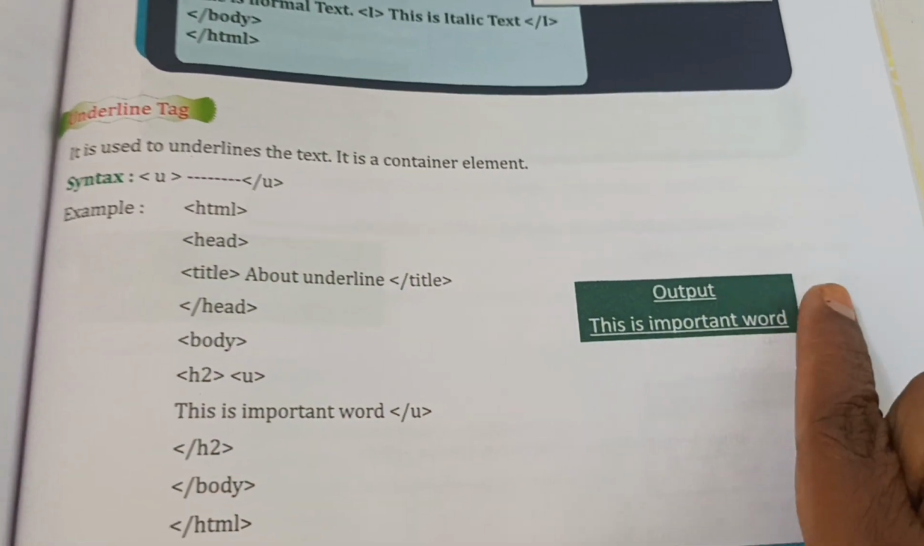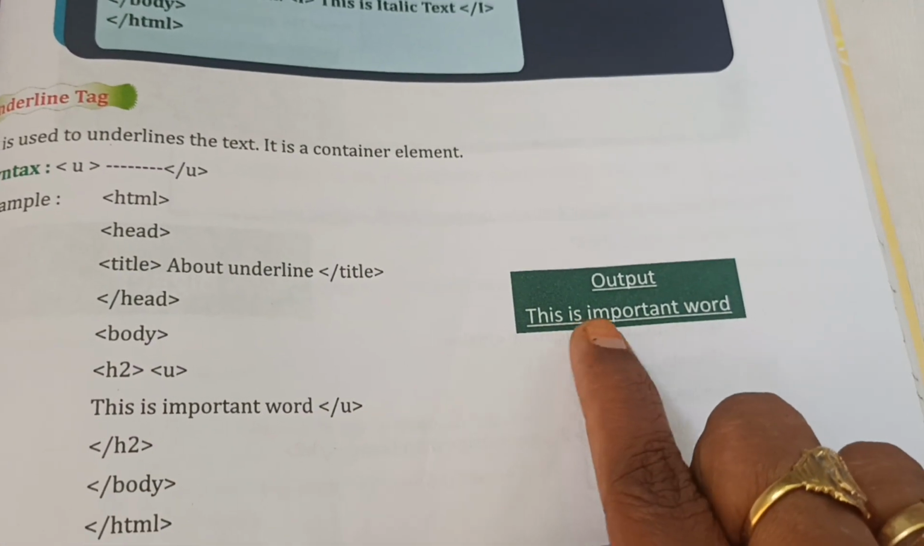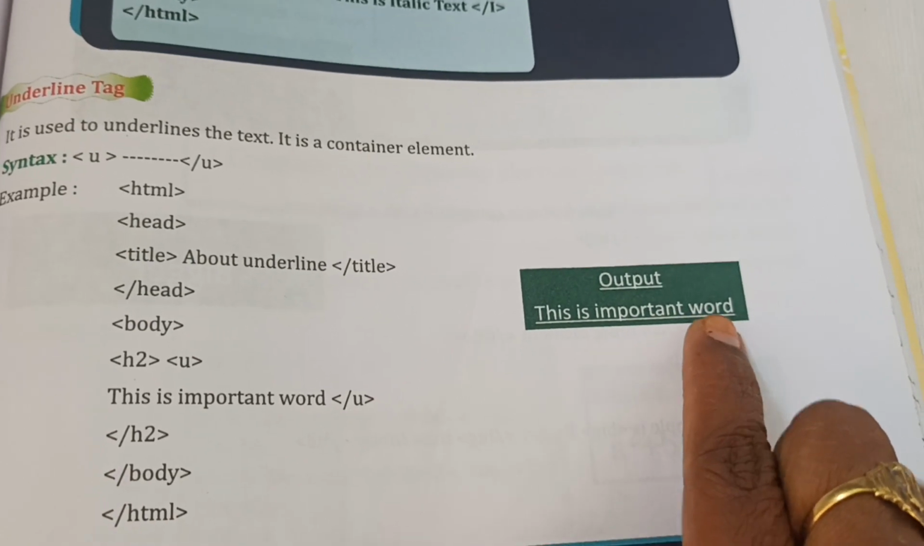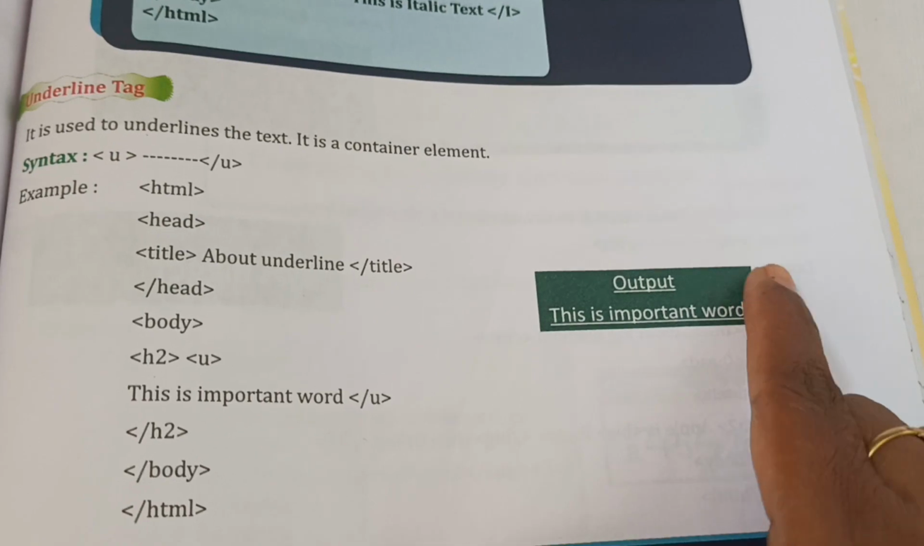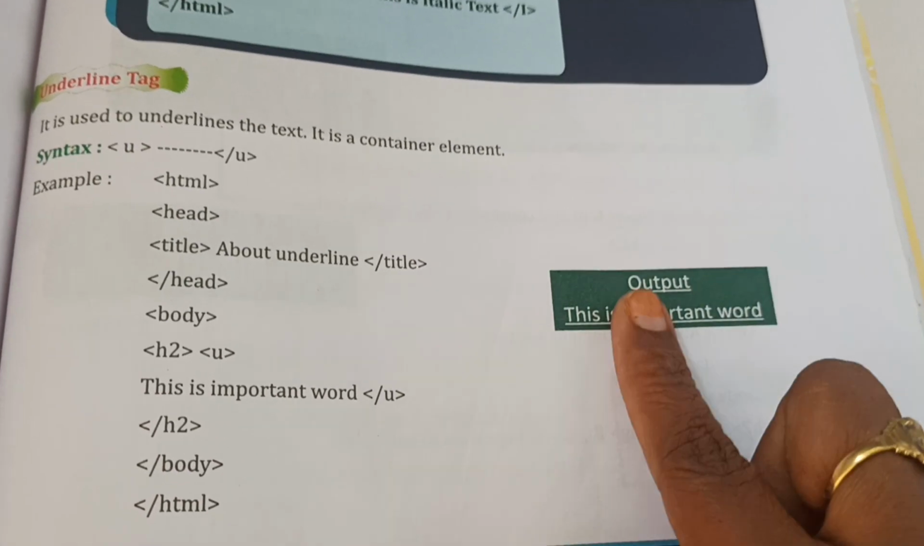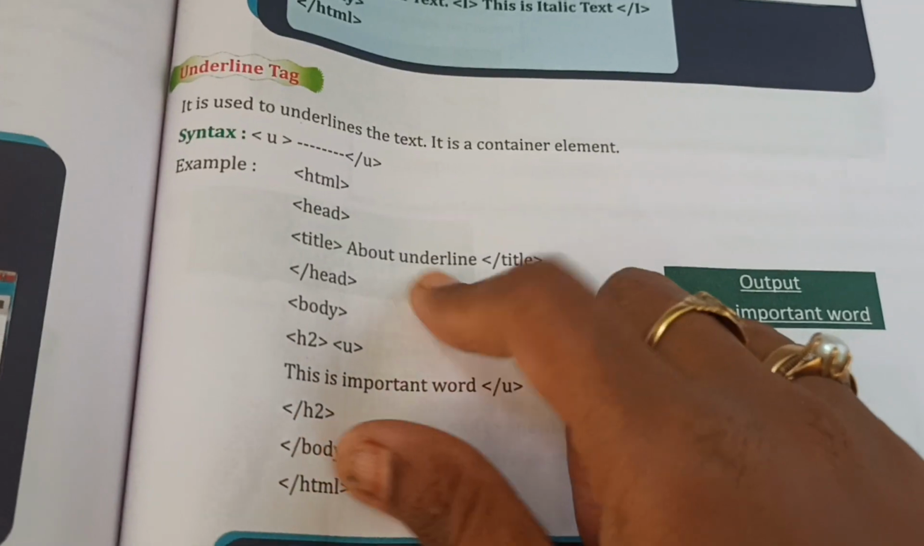Program first, output observed. This is the important word. In this word, along with the underline, the output is displayed here. How to write this program?